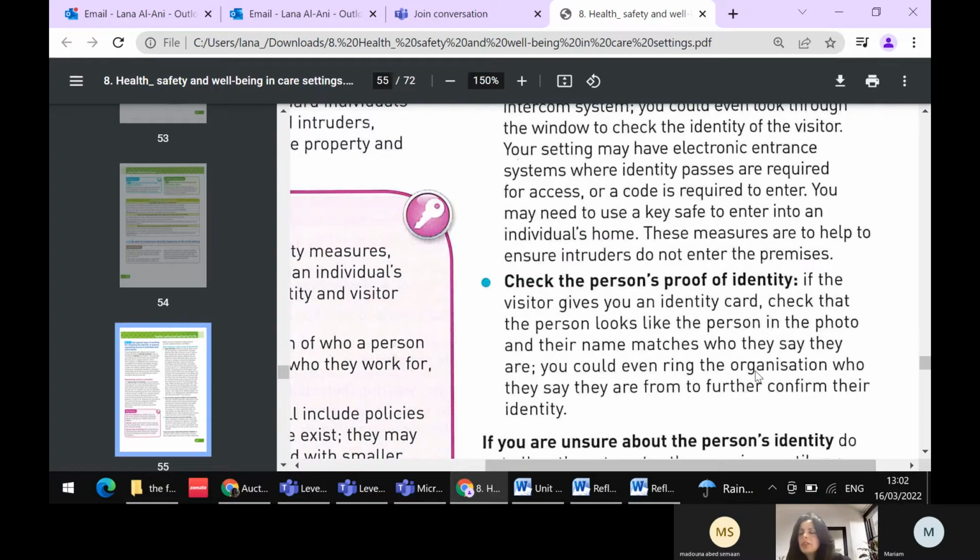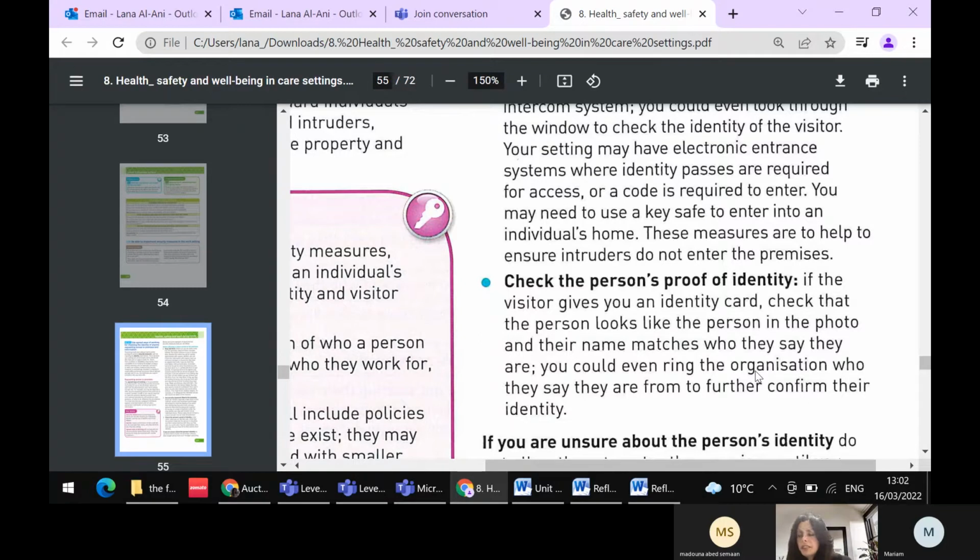And also, you may need to use a key safe to enter an individual's home. That's important. You can't allow other visitors to get in. Let's say you're working with a client who is living in her own home. You can't allow visitors to come in because you're the only one who has the key, and if something happened to this person, you would be the one to blame. So you need to take good measures to check who this person is, identify them properly, go to your client and ask if they consent to you opening the door.